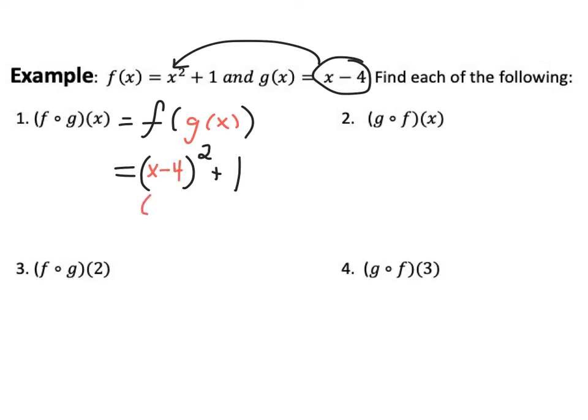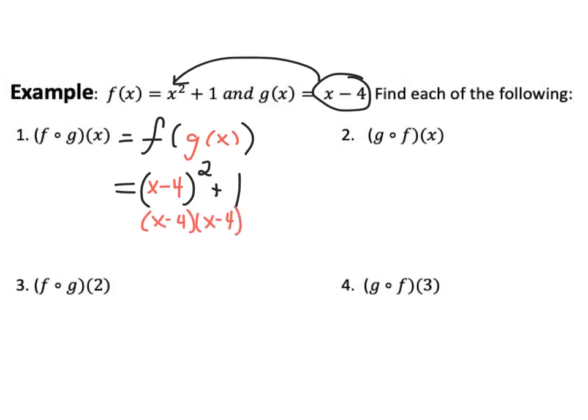So what I end up doing here is I need to distribute x minus 4 to x minus 4, which gives me x squared minus 4x, minus 8x plus 16, plus this 1 here on the end, for a final new function of x squared minus 8x plus 17.